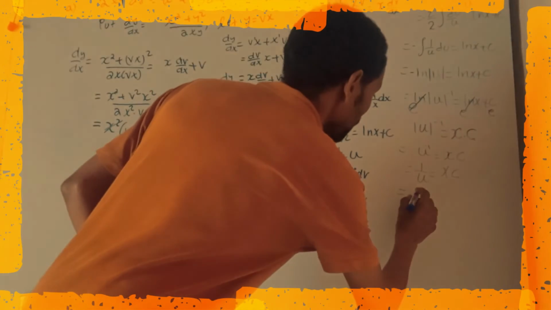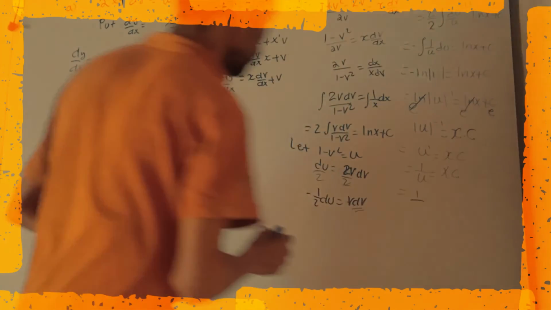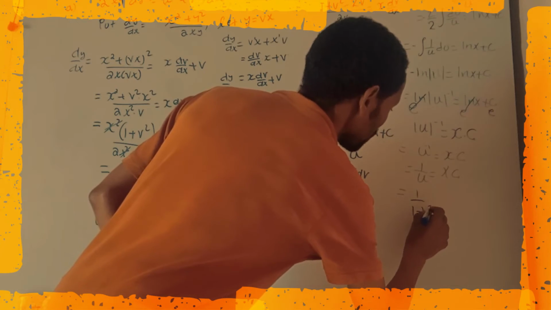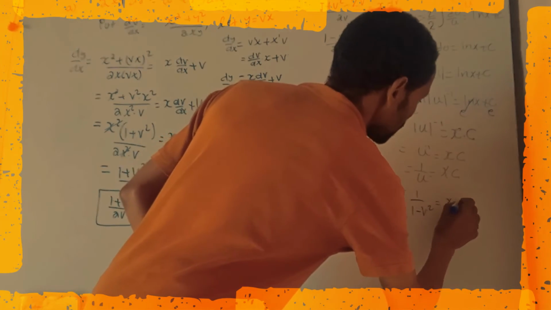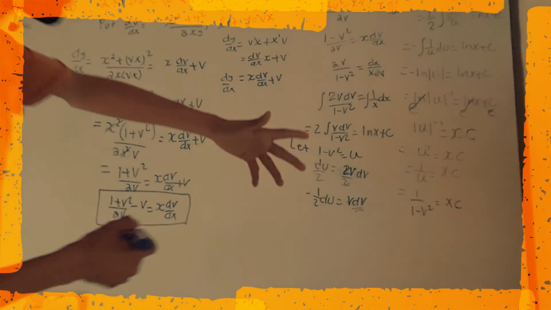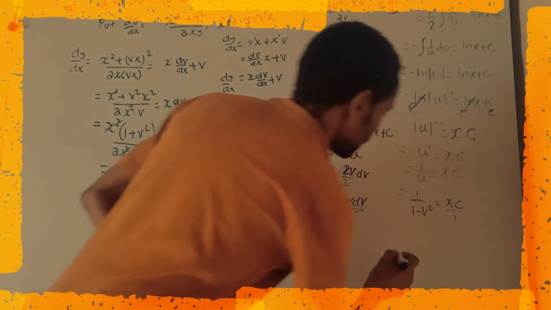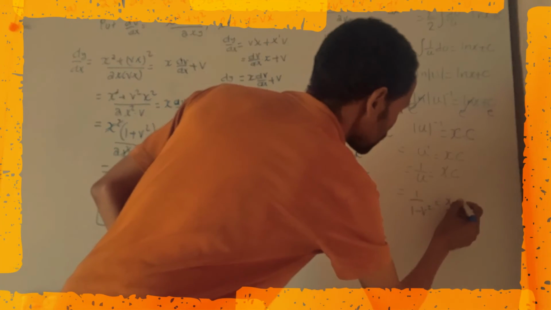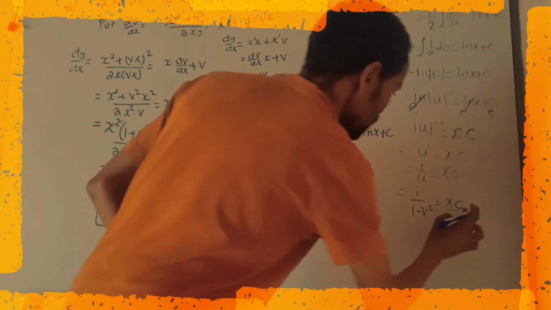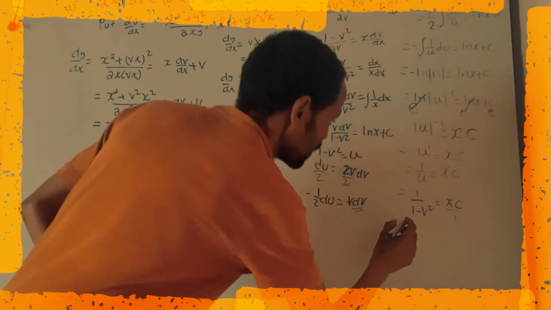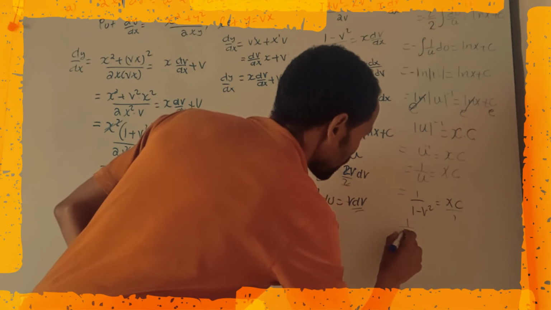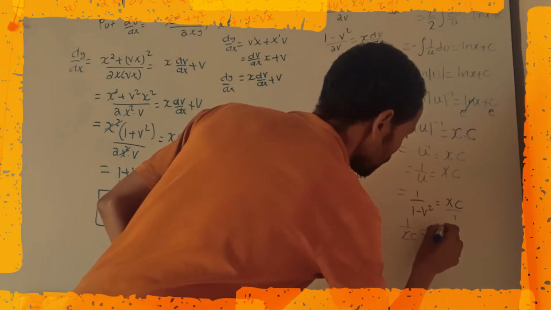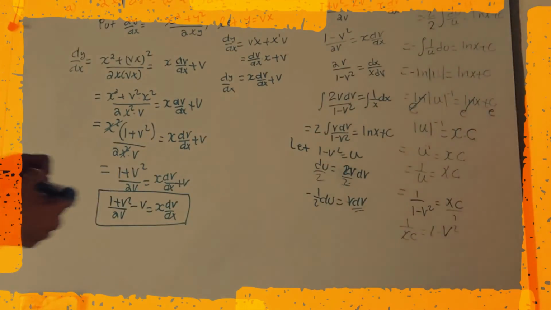By that, what is u? u is equal to 1 minus v squared, so 1 over 1 minus v squared equals xc. Just I can flip that. Take this to the right side, and bring this to the left side. So 1 over xc equals 1 minus v squared.